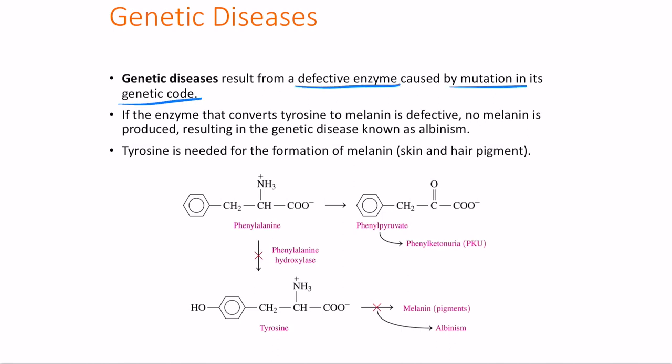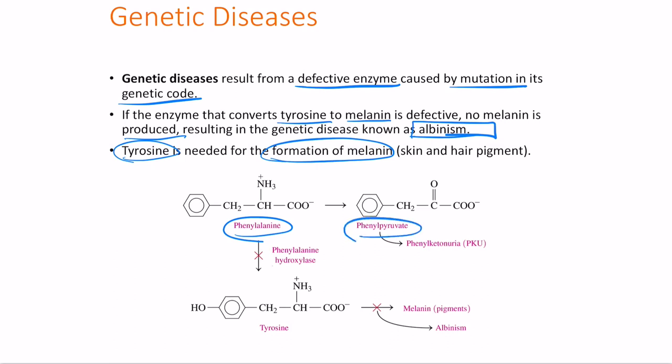If the enzyme that converts tyrosine to melanin is defective, no melanin is produced, and this is called albinism, which results in white hair, no color, no skin pigments at all. The tyrosine here is needed for the formation of melanin. If there is no tyrosine formation, this ends up hurting the creation of melanin itself. So remember that if there is no phenylalanine hydroxylase, there is no tyrosine. If there is no tyrosine, there is no melanin. So this is what results in the formation of albinism.